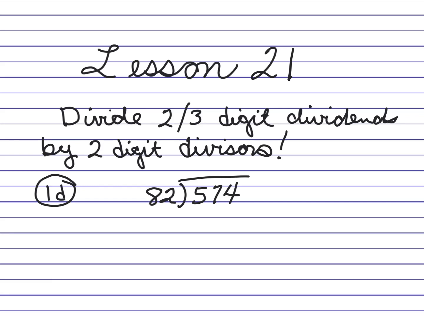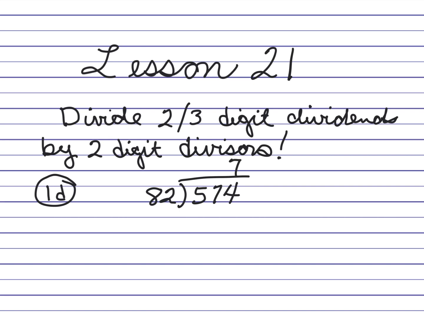Okay, this is lesson 21 homework help, and in this lesson you're going to divide two-digit dividends, that means the number that you're dividing, by two-digit divisors. So think about when you were estimating, and I'm looking at this problem, 574 divided by 82. So I'm thinking about 80, and then I'm going to just take away the 0, and I know that 8 times 7 is 56, which is really close. So I'm going to start with that one and see if it works.